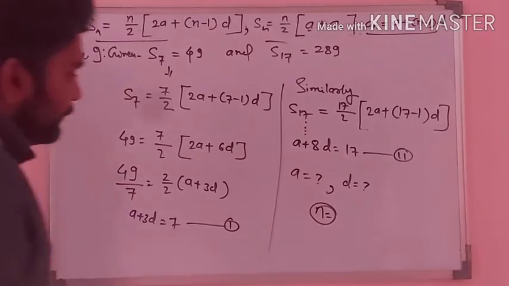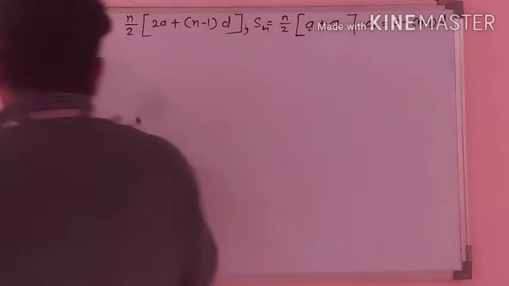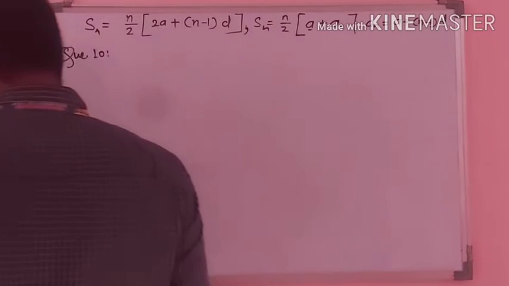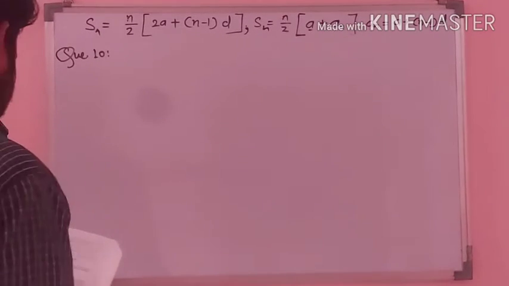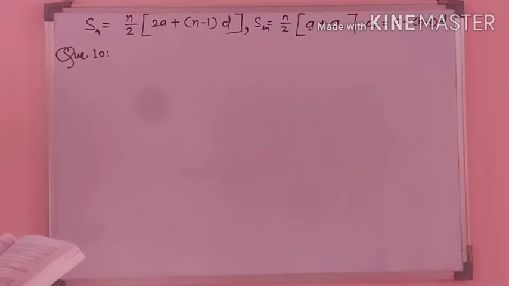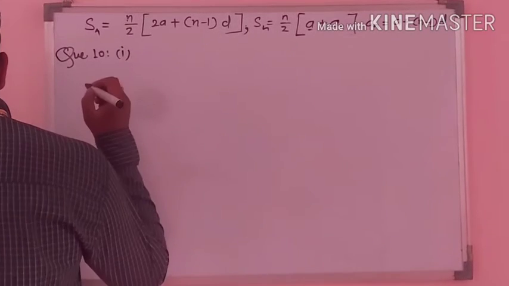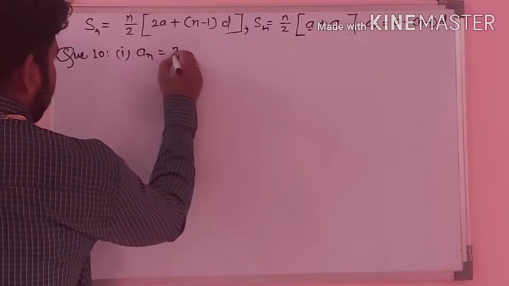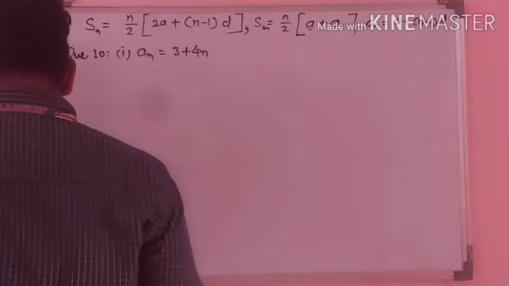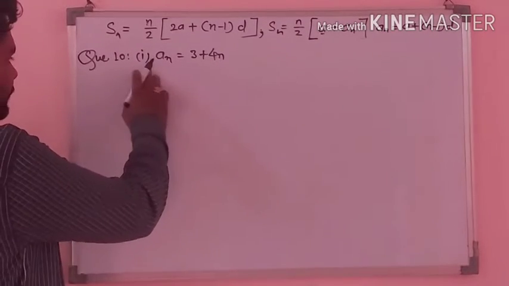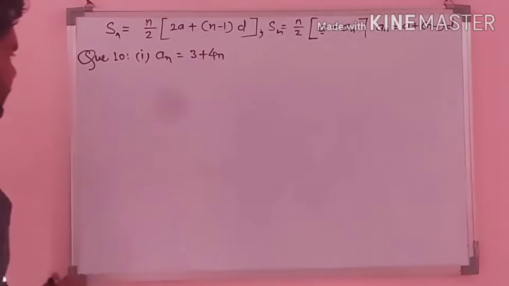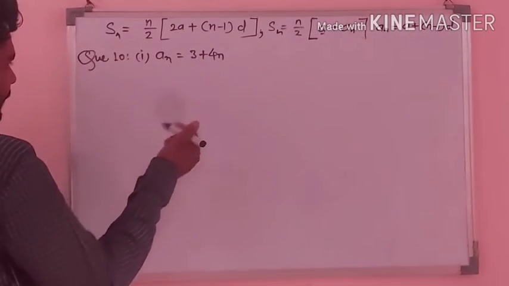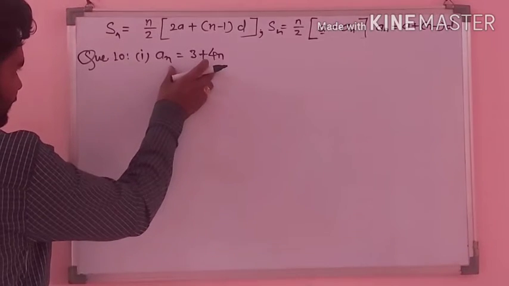Okay students, this is question number 9, question number 10. So that A1, A2, An form an AP where An is defined as below. Given the first question, An is equal to 3 plus 4n. This is the first question, and the second question we will do by ourselves. One I will tell you, and one you will do on your own. So show that this is an AP.